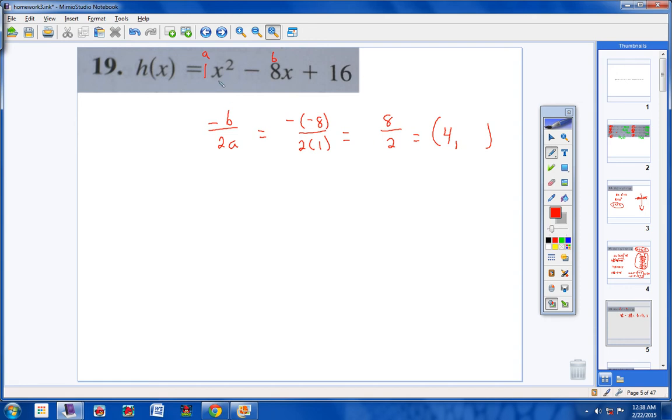Now if you put a 4 in over here, 4 times 4 is 16, negative 8 times 4 is negative 32, plus 16, you get 0. 16 plus 16 is 32, minus 32 is 0. So your vertex is going to be 4, comma, 0, okay? Now, let's go and get a table of values here.